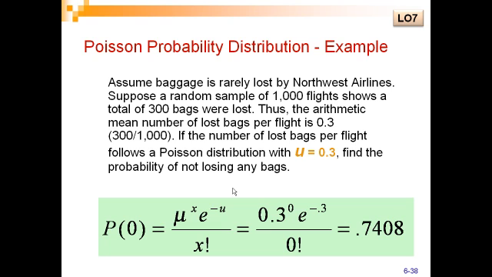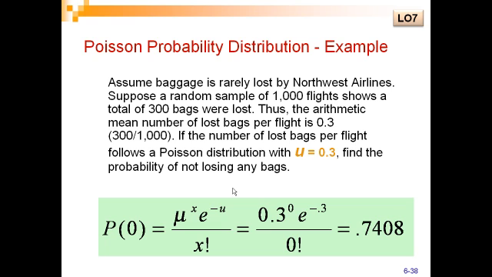Poisson probability distribution example. Baggage is rarely lost by Northwest Airlines. Suppose a random sample of 1,000 flights shows a total of 300 bags were lost. Thus, the arithmetic mean number of lost bags per flight is 0.3, where 300 divided by 1,000. If the number of lost bags per flight follows a Poisson distribution with mu equal to 0.3, find the probability of not losing any bags.